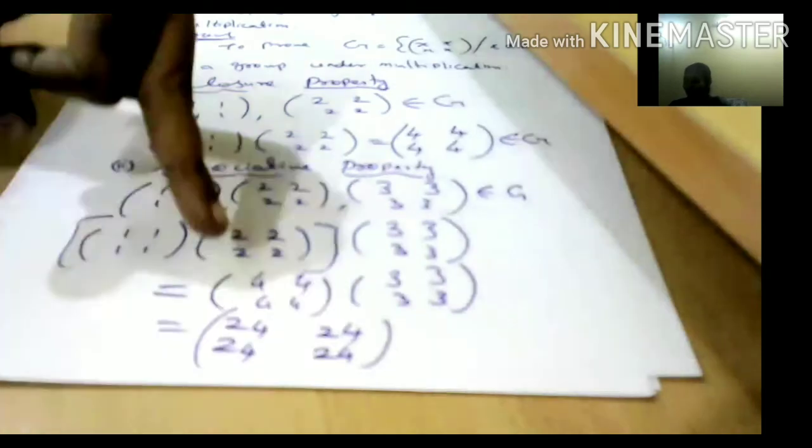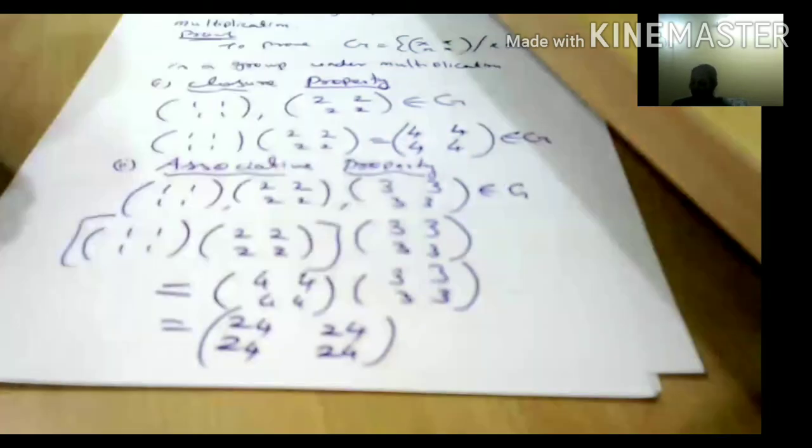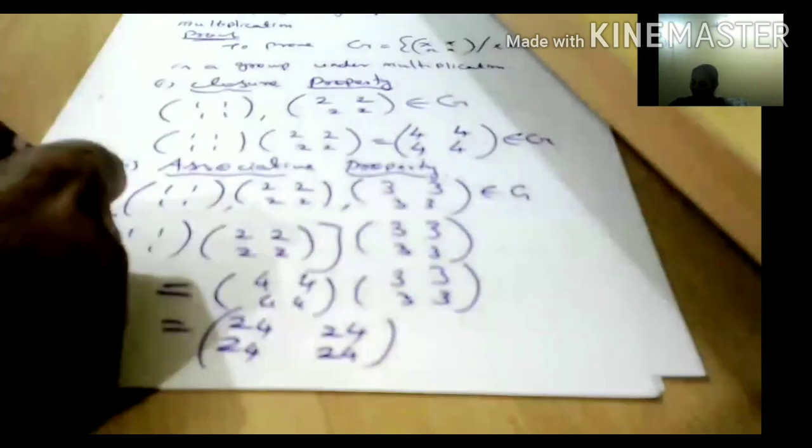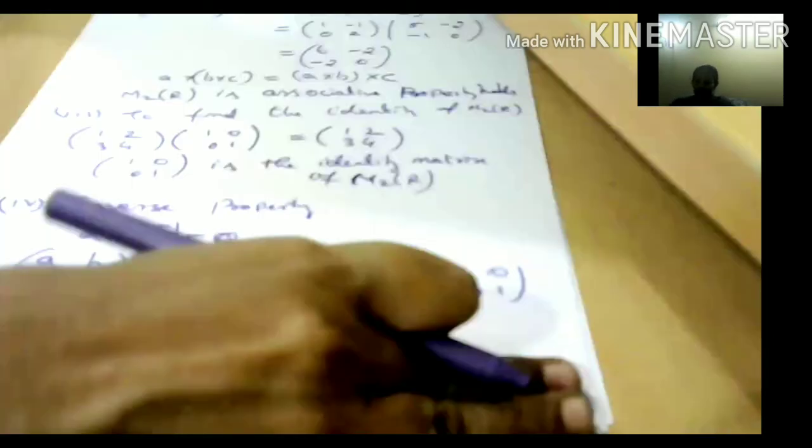Check whether it belongs to capital G. Yes, it belongs to capital G. It is a 2 by 2 matrix and all the elements are the same. So this is the left side. Now find out the right side.